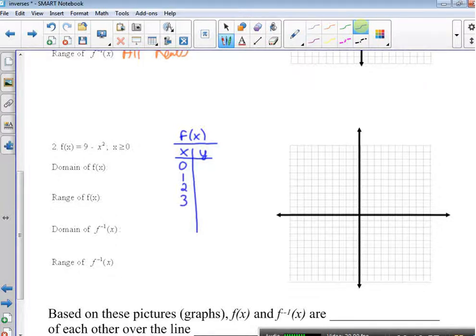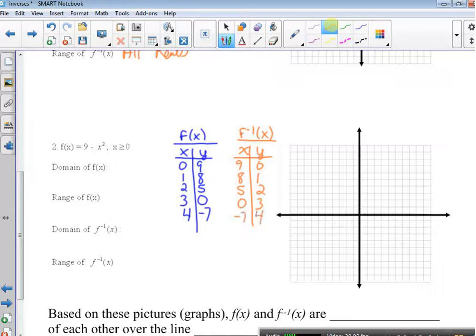So 9 minus 0 squared is 9, and 9 minus 1 squared is 8, and 9 minus 2 squared, which is 4, is 5, and 9 minus 3 squared, which is 9, is 0, and maybe one more. 9 minus 4 squared, 16, is negative 7. So if I want the inverse of that, I'm going to switch those coordinates. 9, 0, 8, 1, 5, 2, 0, 3, and negative 7, 4.